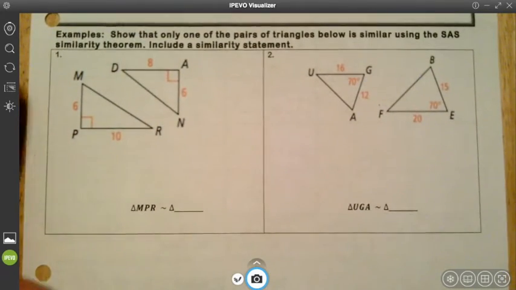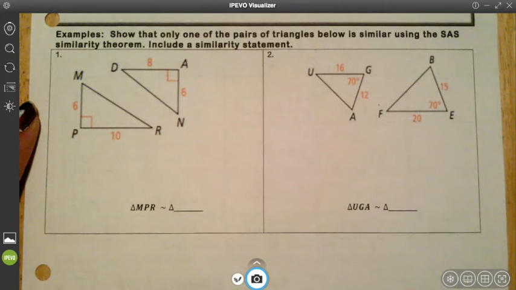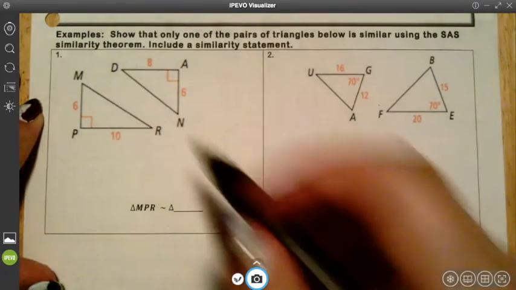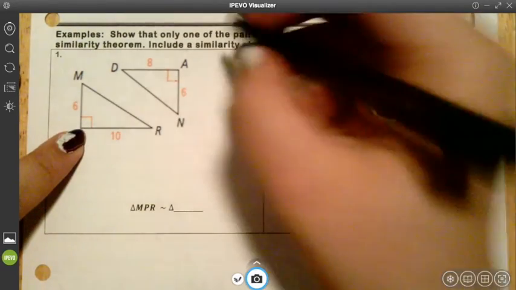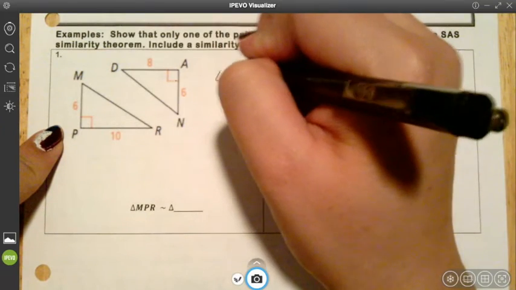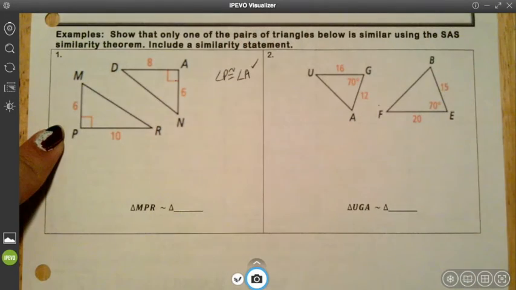In this example, we want to show that only one pair of the triangles below is similar. We're using SAS theorem, so we're going to solve both of them, but only one of them should actually be similar. So let's start with number 1. We have our matching angles. Angle P is congruent to angle A. First step, matched. Then the two sides have to be proportional.